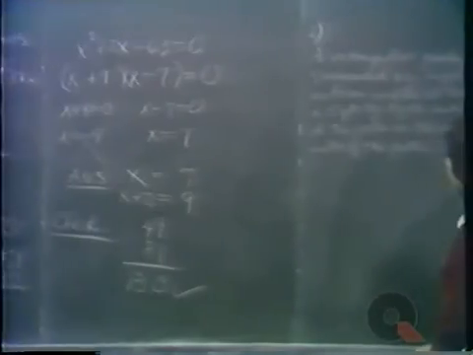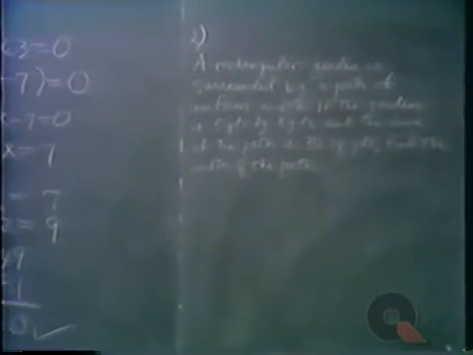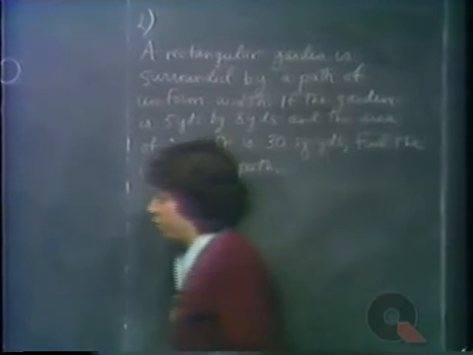Okay, now let's look at the second problem on our sheets. A rectangular garden is surrounded by a path of uniform width. If the garden is 5 yards by 8 yards and the area of the path is 30 square yards, find the width of the path. Okay, think about that problem for a few moments. See if you can make a sketch which represents the garden.